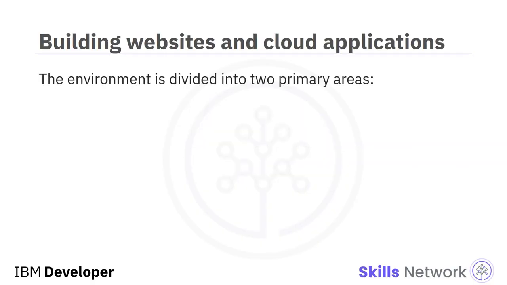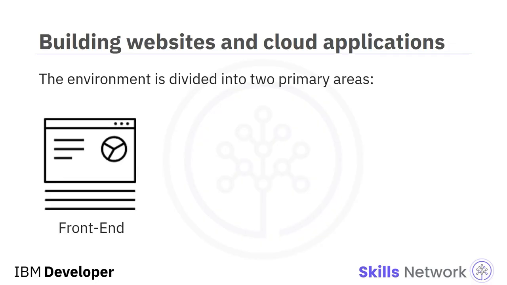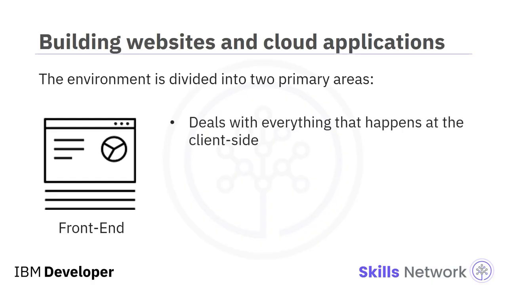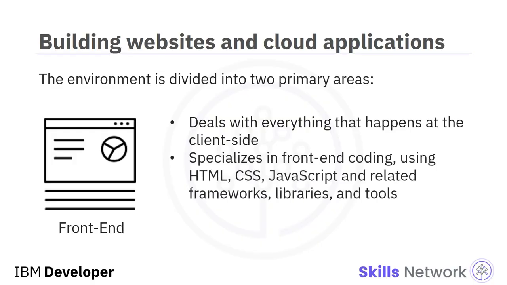The environment for building websites and cloud applications is divided into two primary areas, front-end and back-end. The front end deals with everything that happens at the client side, everything the user can see and interact with. You can choose to specialize in front-end coding using HTML, CSS, JavaScript, and related frameworks, libraries, and tools.